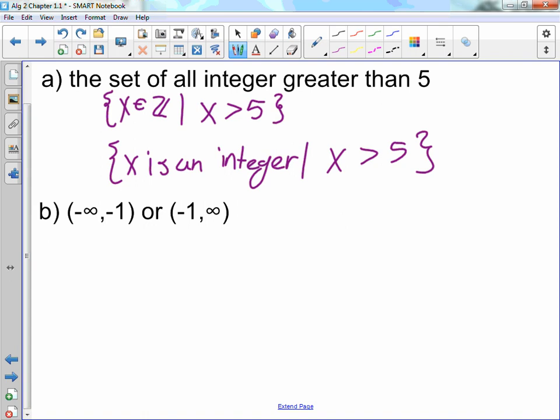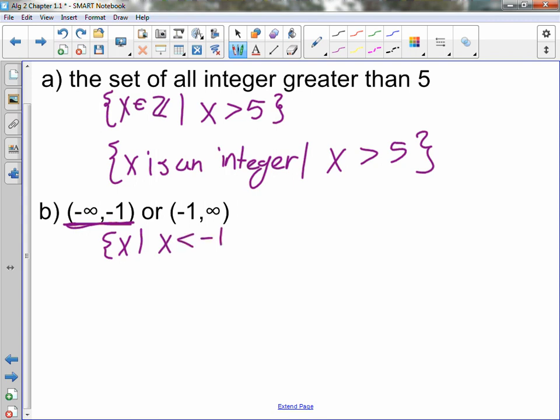Negative infinity, comma 1, or negative 1, comma infinity. So here, we're talking about the set of all real numbers. Because normally when we talk about inequality, or these intervals in interval notation, it is going to be the set of all real numbers. How would I make this statement here? Negative infinity, comma negative 1. How would we write that? So x is, I would say, less than negative 1, because since we have a parenthesis, it's not equal to. So yes, that's right. Or what?